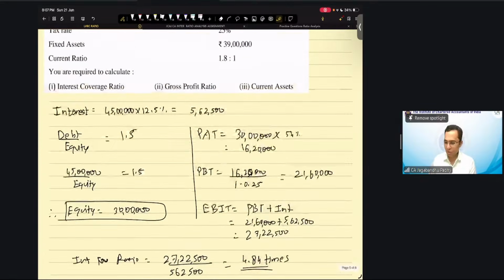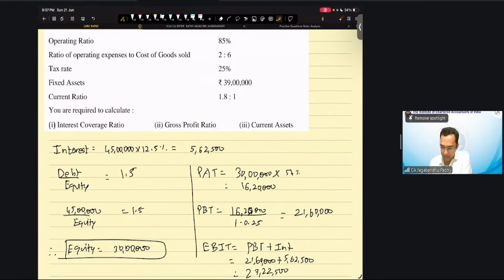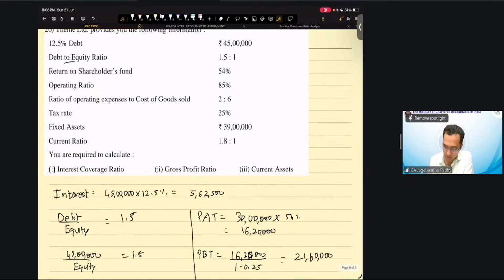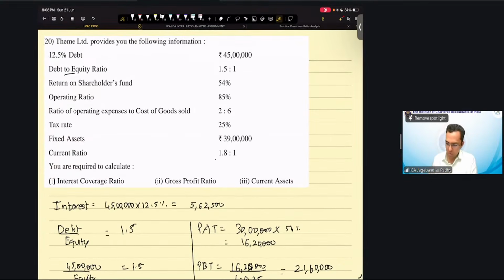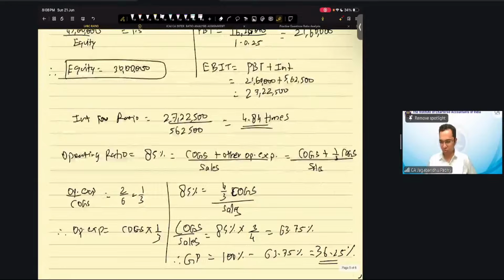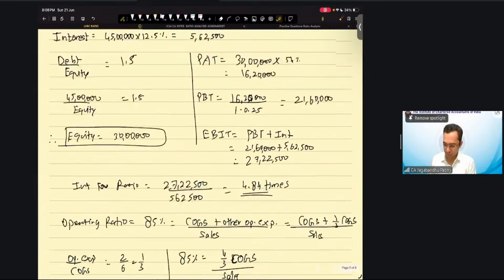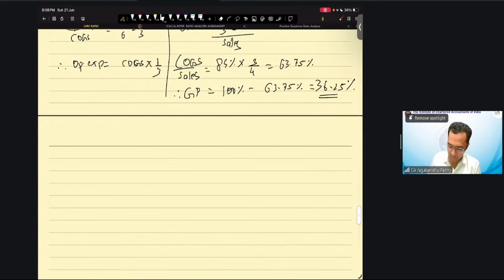Next is going to be the current ratio, current assets, sorry. So for current assets, we have the current ratio given to us. And only the current ratio is given. There is no other information which is provided. So current ratio is 1.8. Your fixed assets is 39 lakh. So to compute the other aspects, we'll have to prepare the balance sheet and then try to get the values.